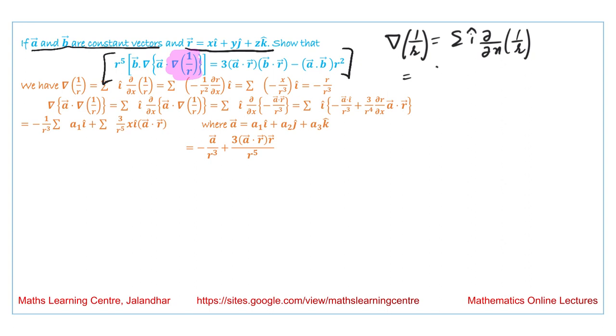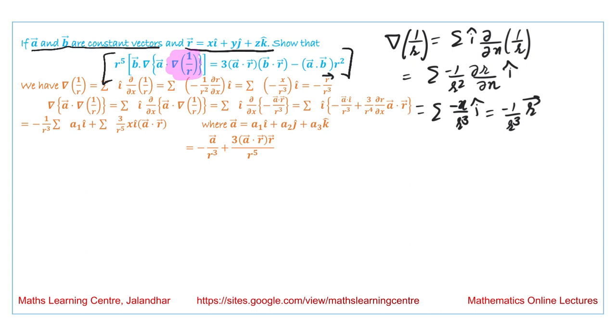So this is equal to sigma minus 1 by r square ∂r/∂x i cap, and we know that the value of ∂r/∂x is x by r. So we are getting minus 1 x by r cube into i cap, and this value is equal to minus 1 by r cube into r vector. We have a vector over here.